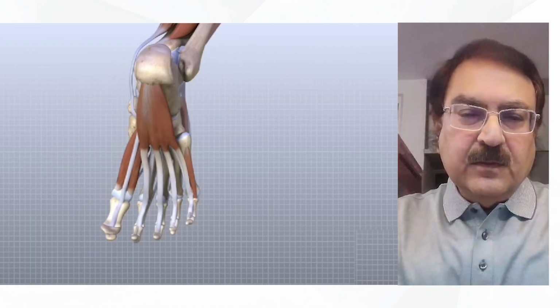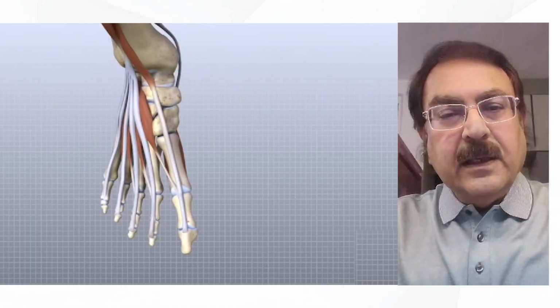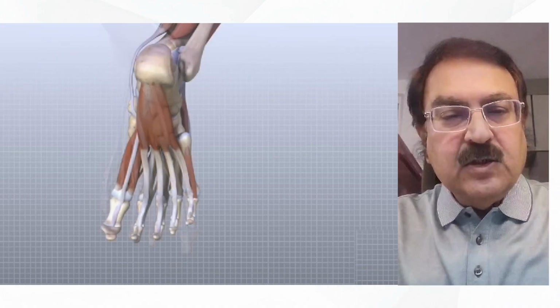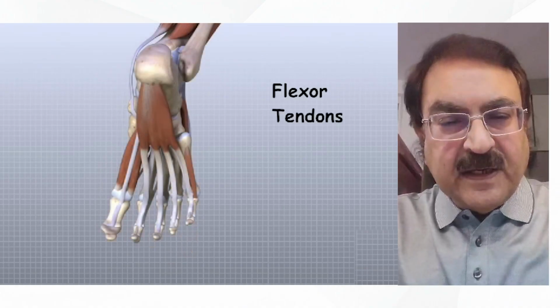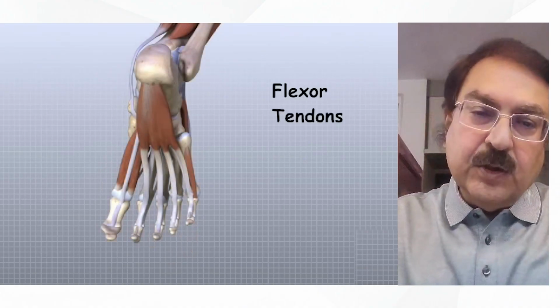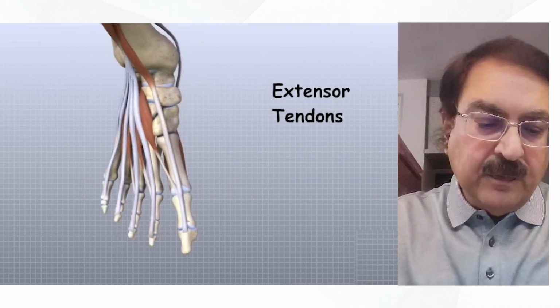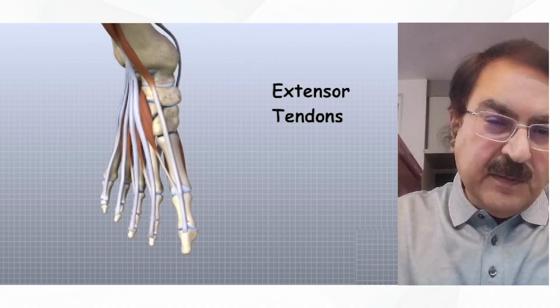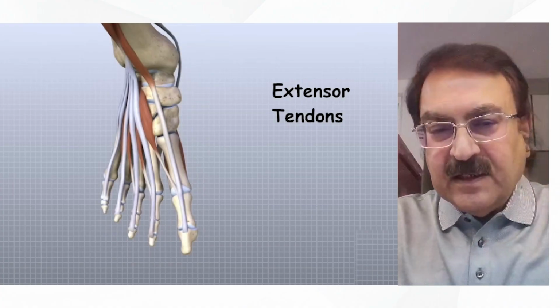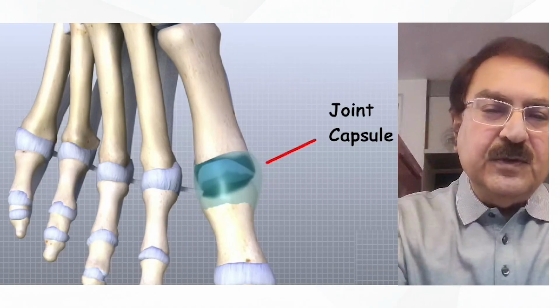A set of tendons flex the toes. Another set of tendons extend the toes. There are two flexor tendons on the plantar aspect of each toe, and there are two extensor tendons on the dorsal aspect of each toe. Many small ligaments hold the bones of the foot together, and many of these form the joint capsules.